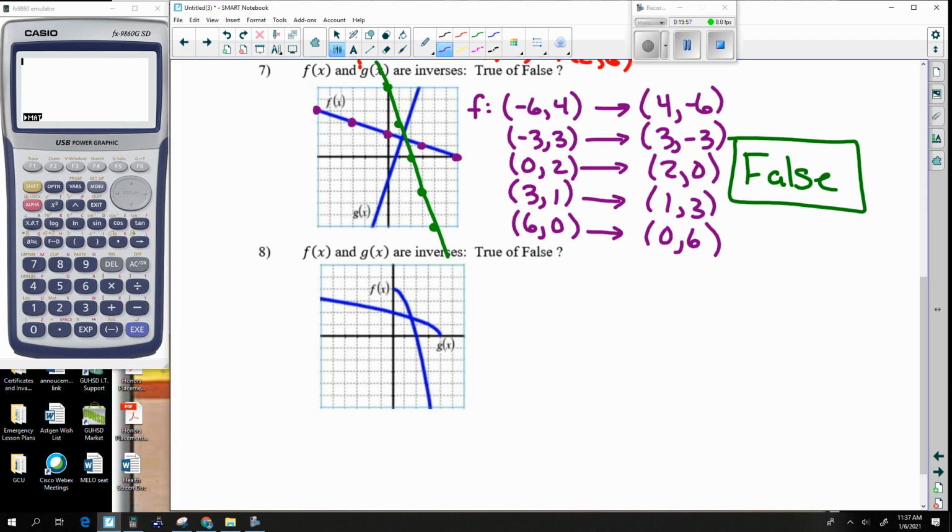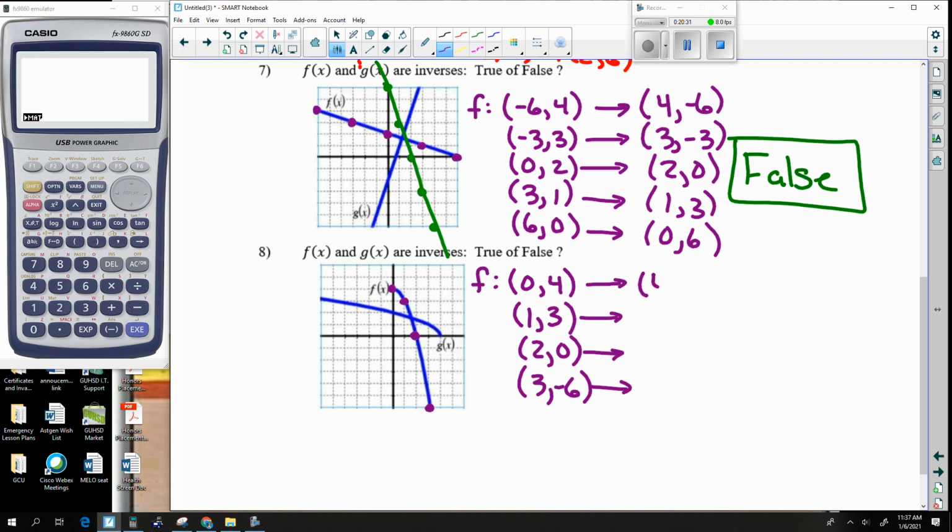All right, so again, let's do that same trick. Are these inverses? So I'll look at F. I'll pick out some points and see if they exist in the same way on G. So of the F, I have points at (0, 4), (1, 3), (2, 0), and (3, -6). All right, so these inverses have to exist on the G. So that would be (4, 0), (3, 1), (0, 2), and (-6, 3).